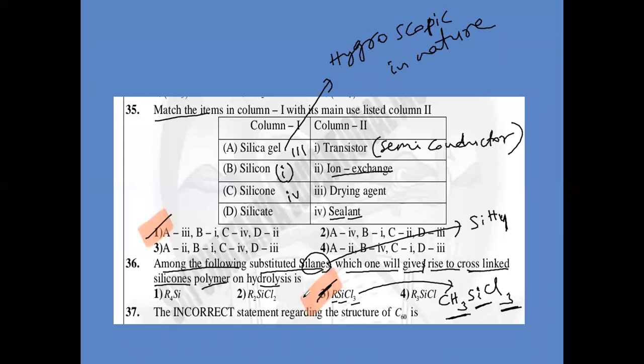Next. Tell me, out of the four options, which will be used to block the increase in the length of the silicone polymer, to block the length of the chain? R3SiCl. R3SiCl means CH3 taken three times, SiCl will be used to block. But here to get the cross-linked, we use RSiCl3.